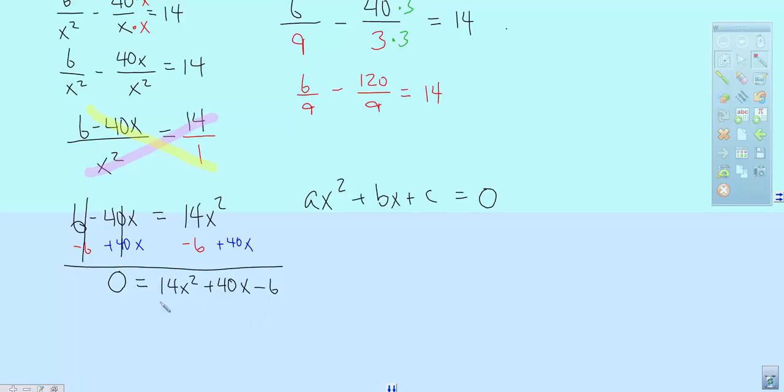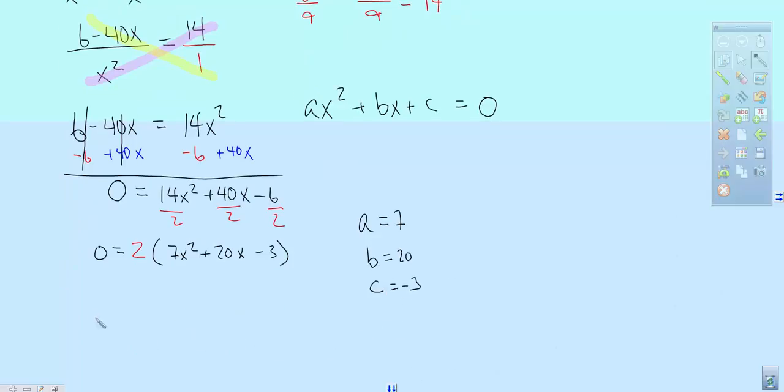It always behooves us to take a common factor out, and each one of these has a 2 in it. Just makes our life a little bit easier. So this becomes 0 equals 2 times 7x squared plus 20x minus 3. Now our number is just a little bit smaller. So now we have an a that's 7, a b that's 20, and a c that's negative 3.